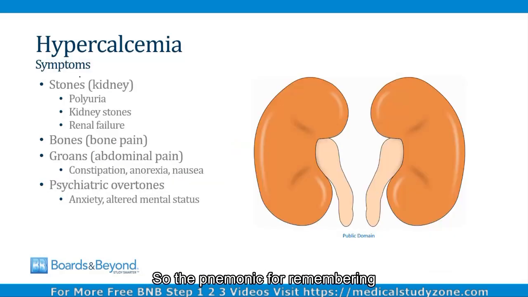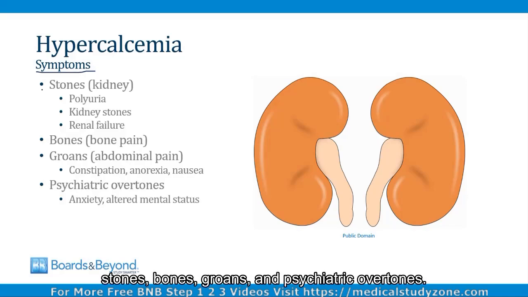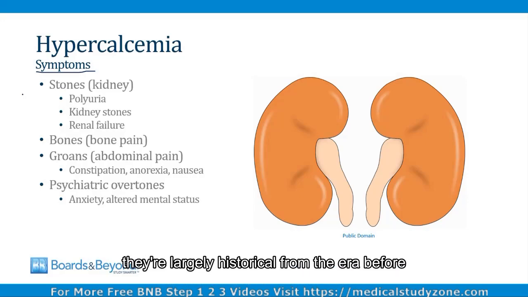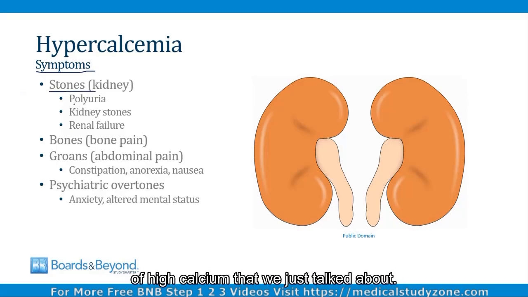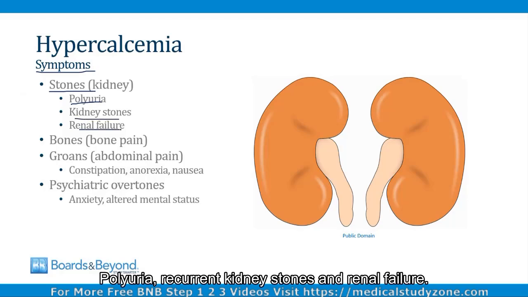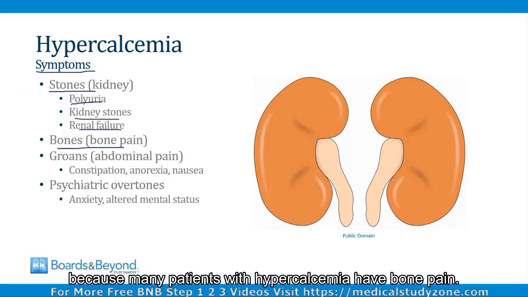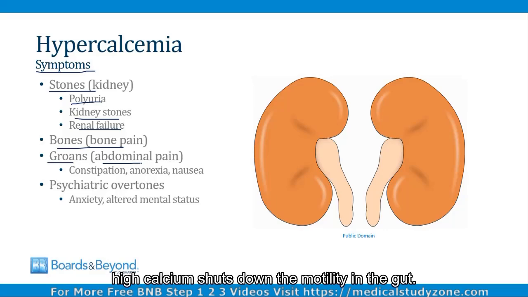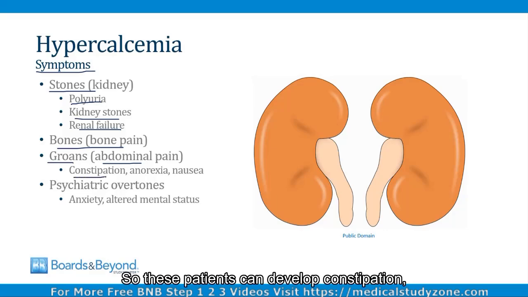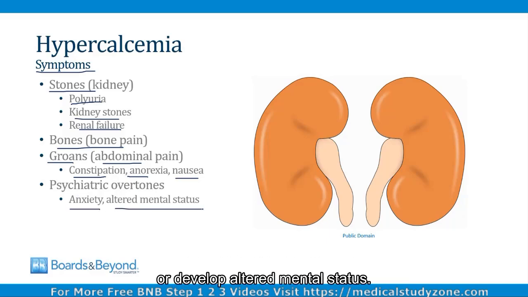So the mnemonic for remembering the symptoms of hypercalcemia is stones, bones, groans, and psychiatric overtones. In reality, most of these symptoms are very rare. They're largely historical from the era before we could identify and treat hypercalcemia. So stones refers to the renal complications of high calcium that we just talked about: polyuria, recurrent kidney stones, and renal failure. Bones refers to bone pain because many patients with hypercalcemia have bone pain. Groans refers to abdominal pain. High calcium shuts down the motility in the gut, so these patients can develop constipation, anorexia, nausea. And then finally, hypercalcemia can cause psychiatric changes, so patients can feel anxious or develop altered mental status.